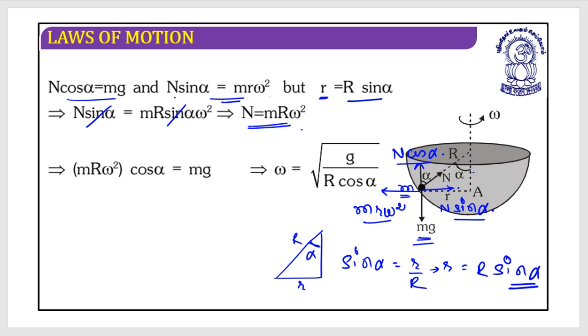Now let's put the value in N cos alpha equals mg. m R omega square into cos alpha is equal to mg. This mass and this mass would cancel, and omega square is equal to g by R cos alpha. So omega is the square root of g divided by R cos alpha.